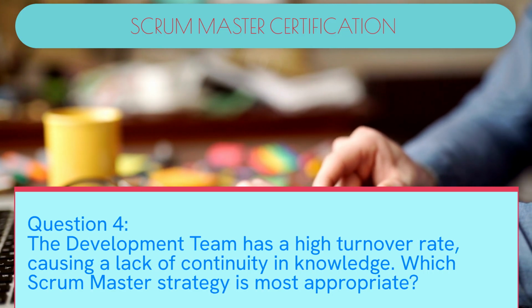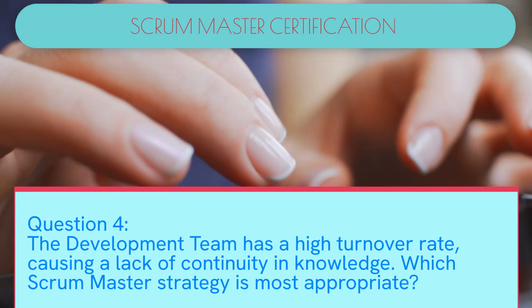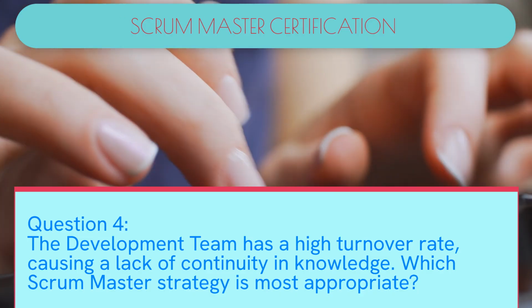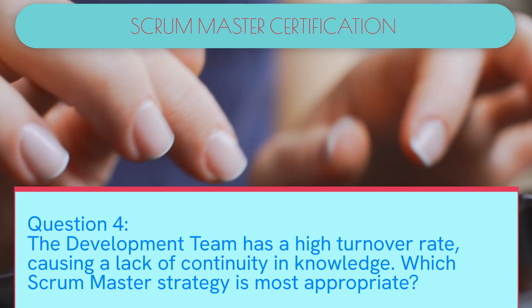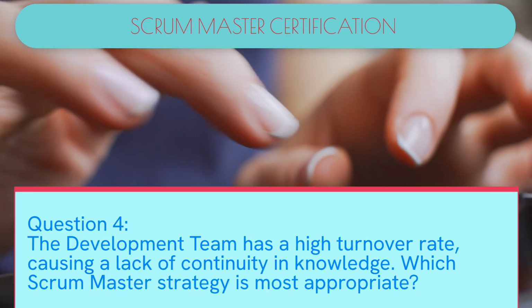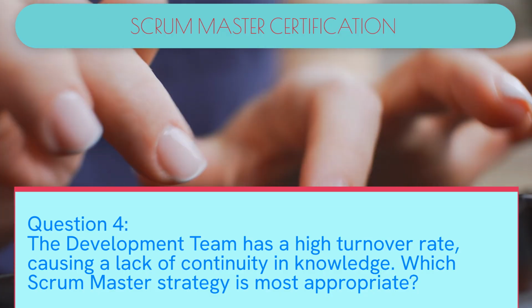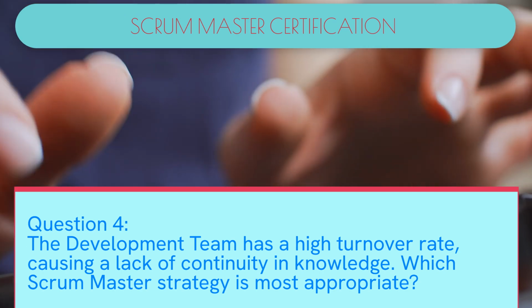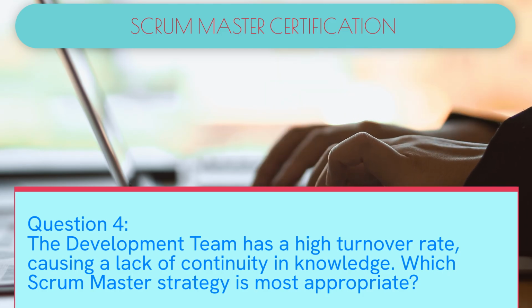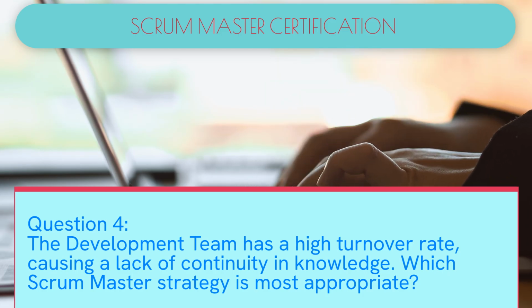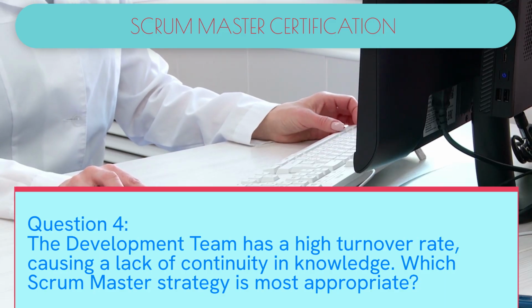Question 4. The development team has a high turnover rate, causing a lack of continuity in knowledge. Which Scrum Master strategy is most appropriate? Answer. Encourage pair programming, cross-training, and knowledge-sharing sessions to ensure critical knowledge is distributed across the team. Explanation. Knowledge silos can disrupt delivery. A Scrum Master promotes practices that foster collective ownership and resilience, minimizing the impact of turnover.